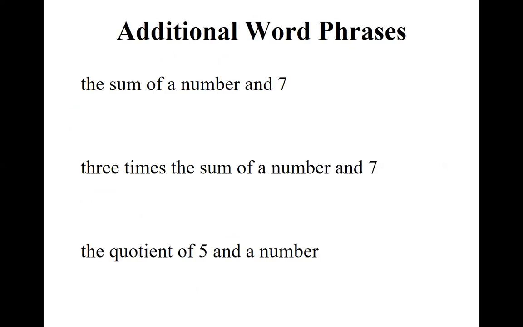The sum of a number and 7. The sum of is addition. A number and 7 would be x and 7. The sum of x and 7 is x plus 7.